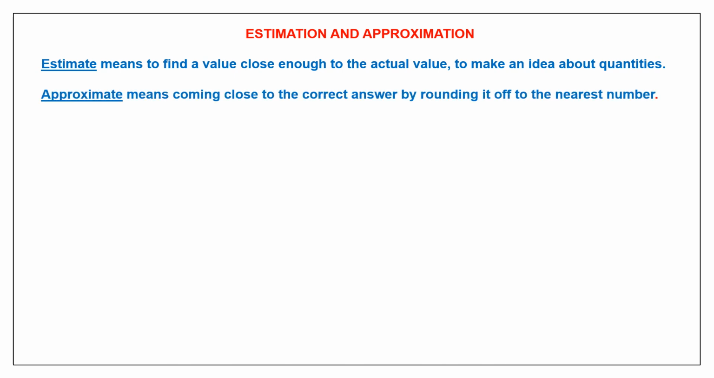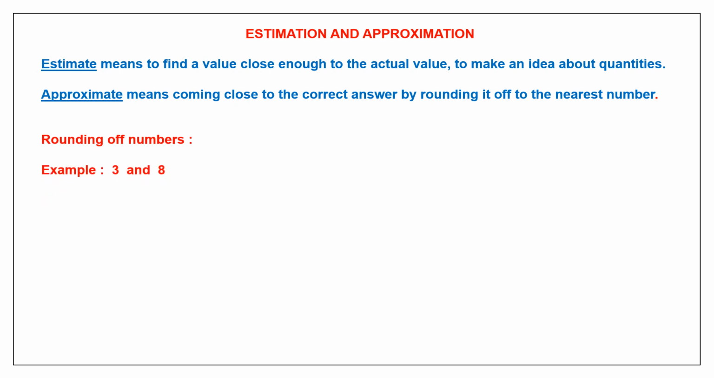And what does approximate mean? Coming close to the correct answer by rounding it off to the nearest number. Okay, so here when you approximate something, you don't get the correct value, but you get something very close. And how do we do this? By rounding it off to the nearest number. So let's learn how to round off numbers.